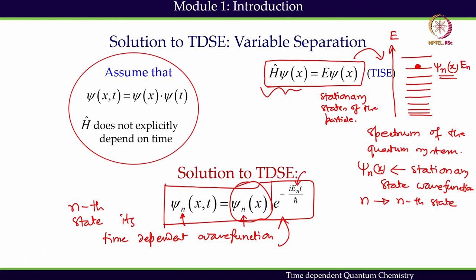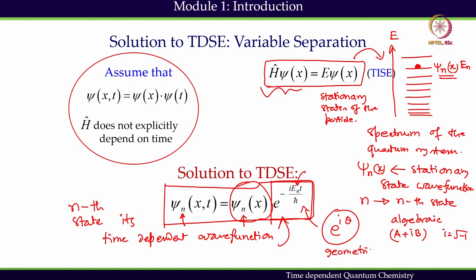But if we look at this time dependent part, it looks like a complex number denoted by e to the power i theta. A complex number can have different notations. I can have the algebraic notation of a complex number, which is a plus ib. That's the way we express it, where i is the imaginary unit. And in geometric notation, the same number, the same physical quantity, can be expressed in terms of polar coordinates as e to the power i theta. So this is the geometric notation of the complex number.